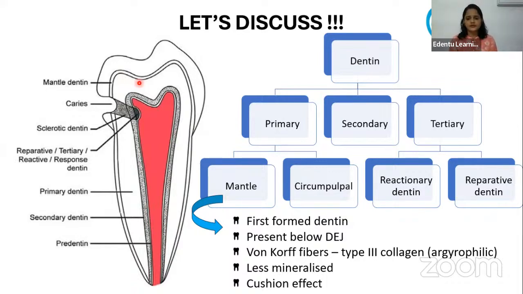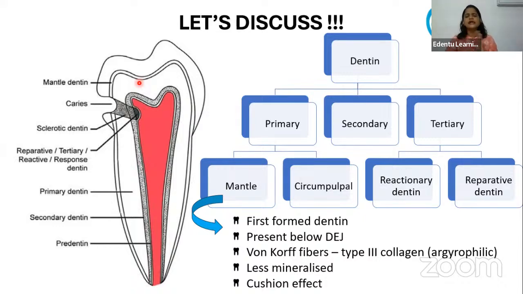These Von Korff fibers are very important because they are made up of type 3 collagen fibers. Another specialty of these Von Korff fibers is that they are argyrophilic. What do we mean by argyrophilic? These fibers have the capacity to stain with silver readily. That is why they are called argyrophilic fibers.